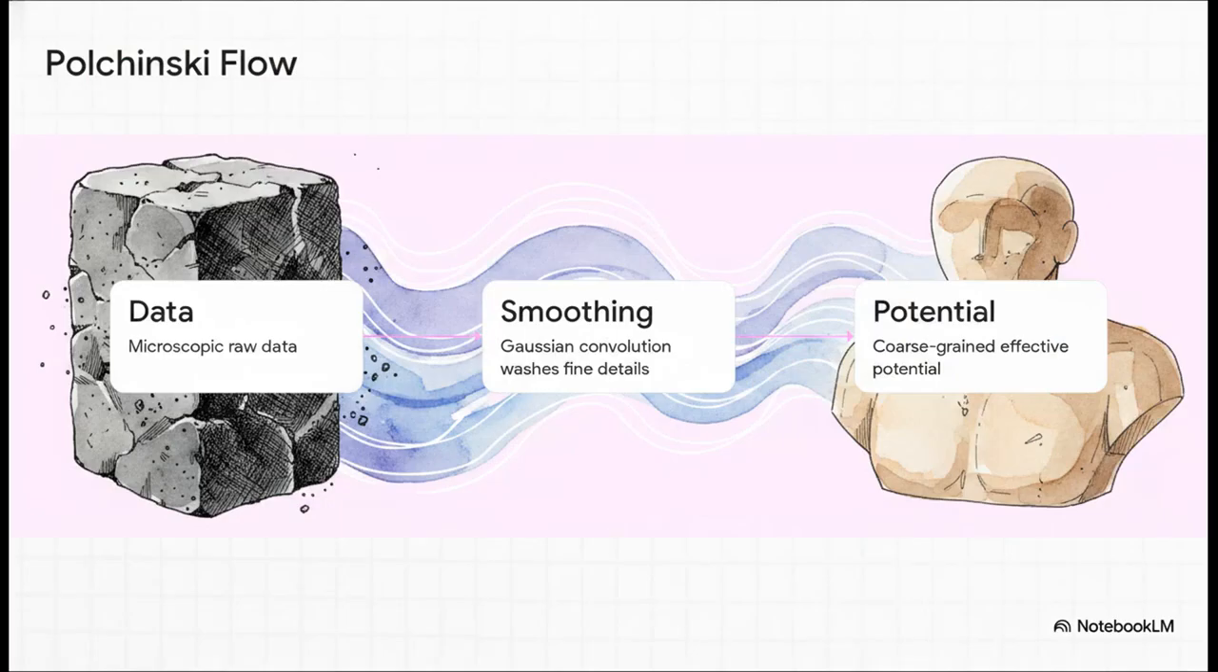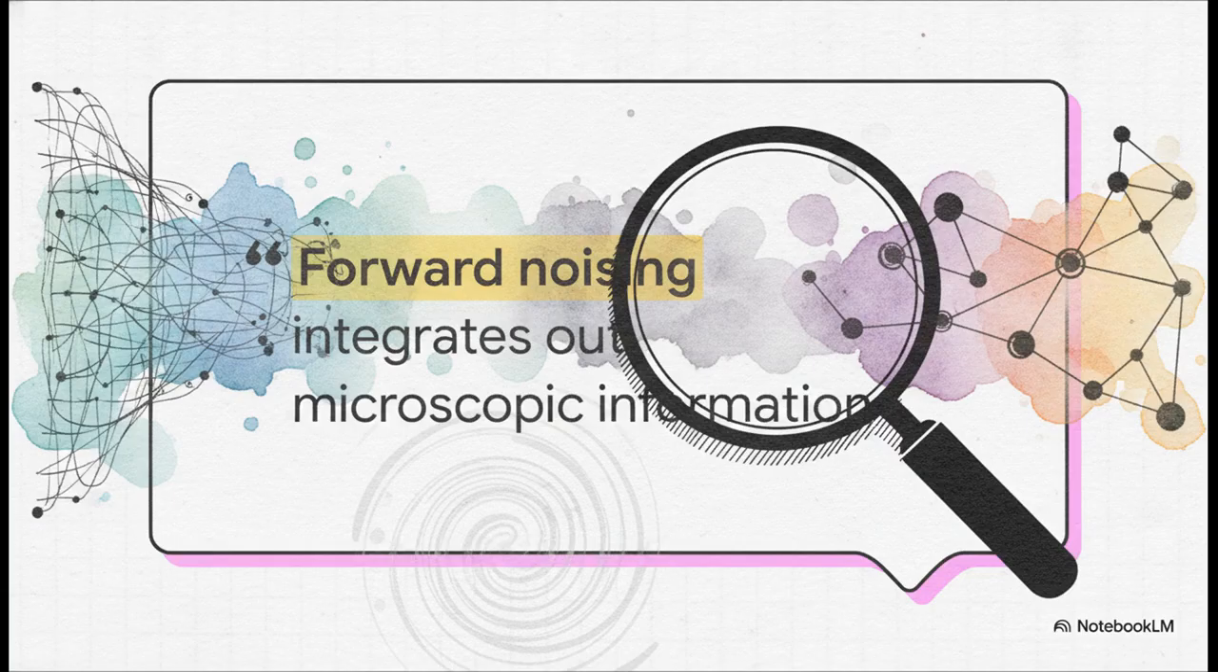We can also look at this through the lens of Polchinski flow, which introduces a great analogy. Think of a sculptor. When a sculptor faces a raw block of stone, they don't start by carving the eyelashes, right? The sharp edges of all that microscopic data would be completely overwhelming. Instead, Gaussian smoothing washes away those fine details first. It leaves a broad, coarse-grained effective potential, basically the general shape of the statue. By smoothing the data forward, the model easily finds those broad shapes, which allows us to eventually carve the fine, microscopic details backward. As noted in the foundational text, forward noising integrates out microscopic information. It elegantly averages out those tiny microscopic features into a coarse-grained law.